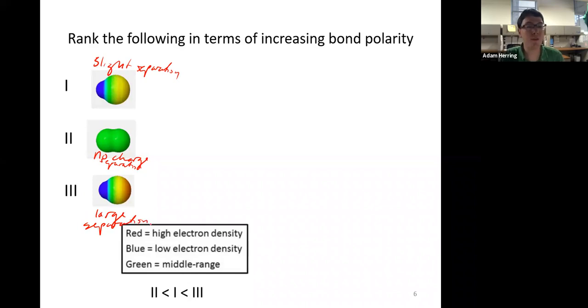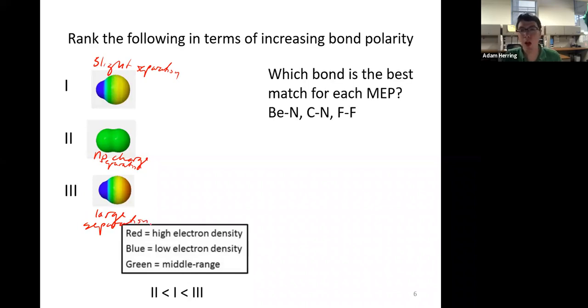Now let's take this one step further. What if you were told that these were 3 different bonds? A beryllium-nitrogen bond, a carbon-nitrogen bond, and a fluorine-fluorine bond. Which of these maps of electrostatic potential would best match the bonds? Pause the video and try this on your own.